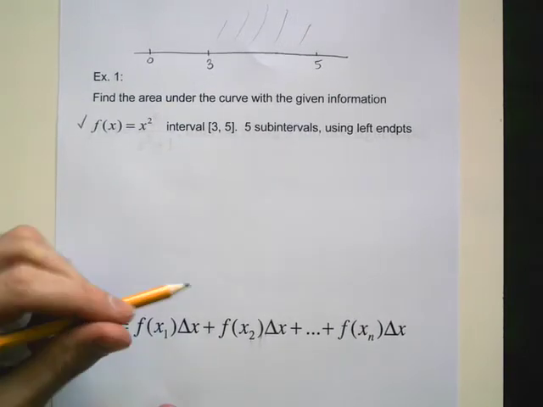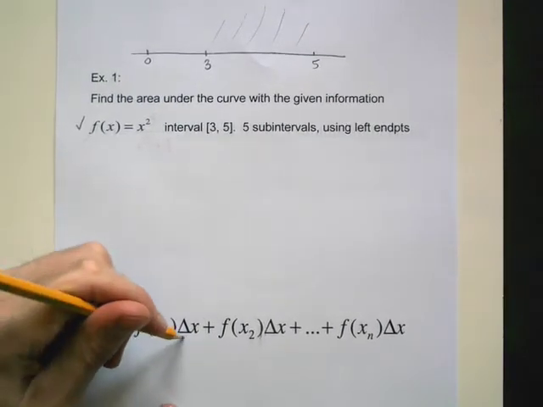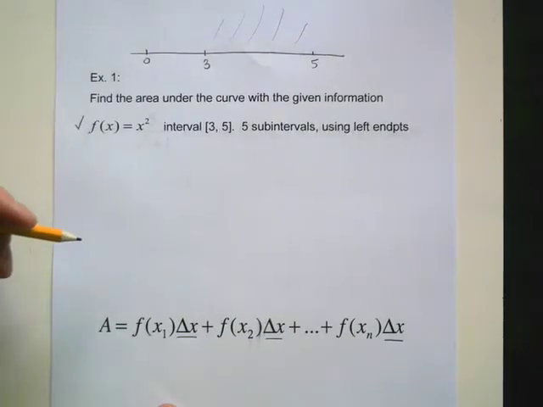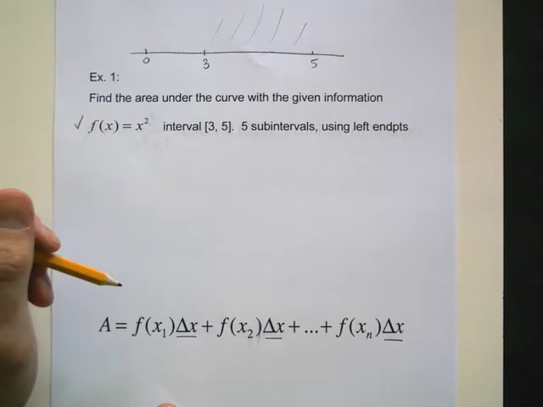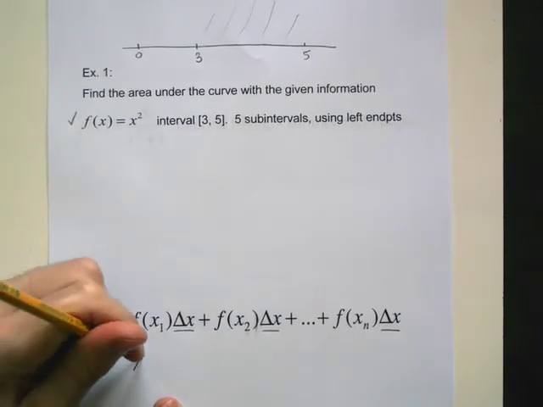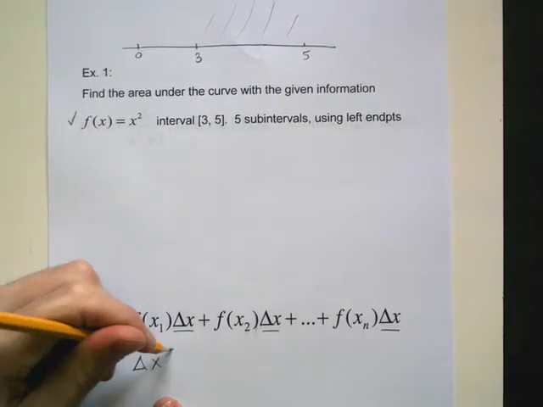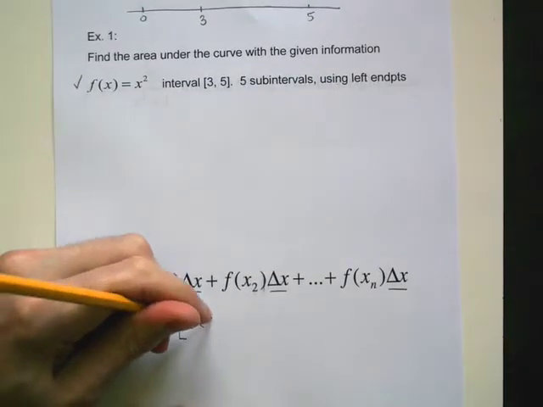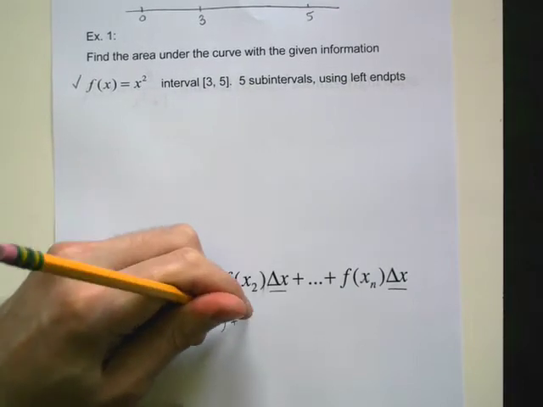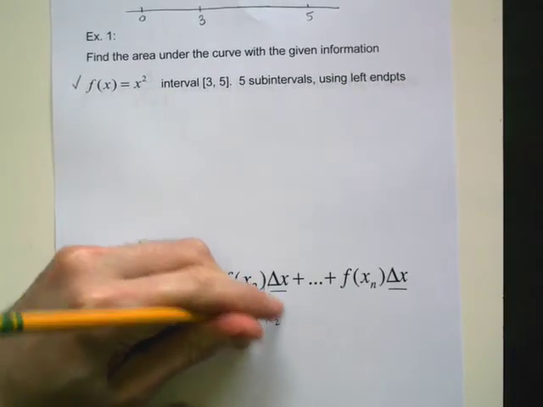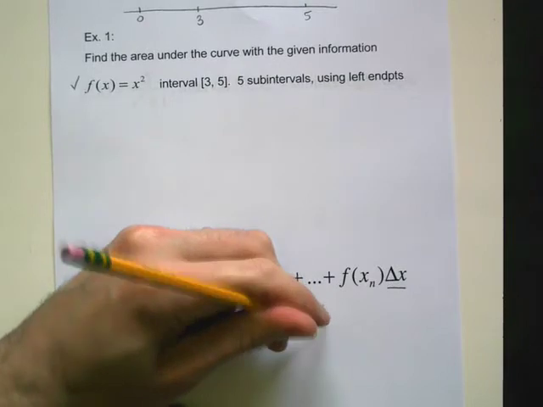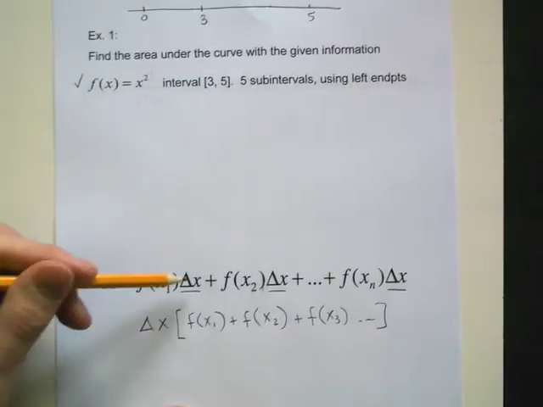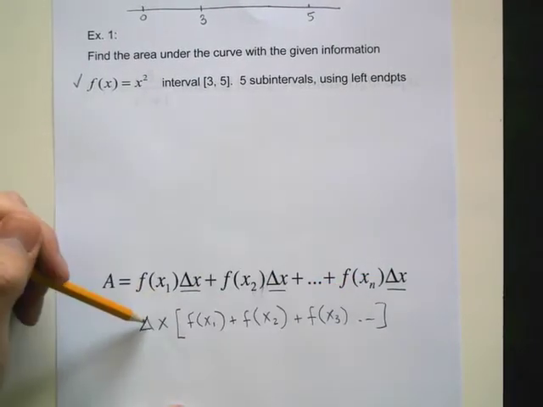So if we go back to this equation down here, remember that delta x is the width of each rectangle. Since the delta x is always the same, you can factor out your delta x. Then once you get that, all you need to do is add together your y values of each rectangle, f of x3, so on and so forth, however many there are. So again, your delta x is the same in this equation, so I just factored it out.